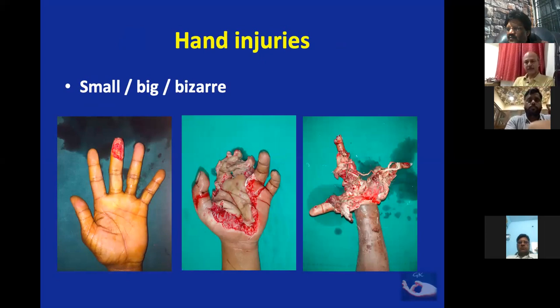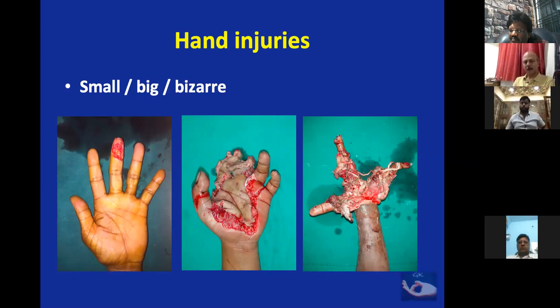Now, this sort of bizarre injury, I remember an incident about 20 years ago, when I was on duty at Government Stanley Hospital, and we were called at around 2 a.m. in the morning. We had just finished a surgery. We were called to see this patient with a cracker burst injury. Now, in our part of the country, we get cracker burst injuries almost any time. It's not just during the festival seasons that we get these injuries, anytime. And sometimes they are country bombs that are bursting in their hands, for instance, during funeral processions and temple festivals.